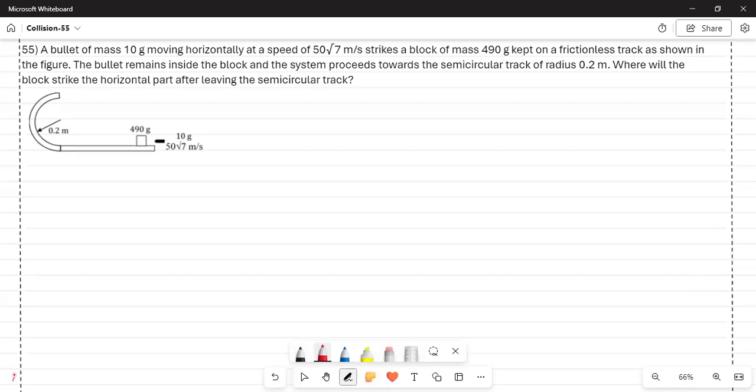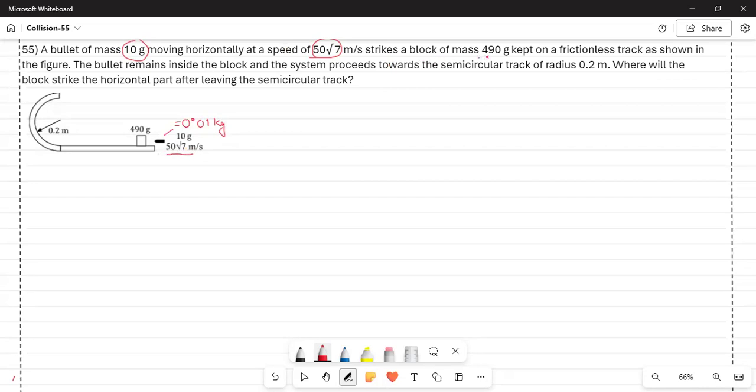It says a bullet of mass 10 gram. That means this 10 gram is equal to 0.01 kg. It is moving horizontally at a speed of 50 root 7 meter per second.